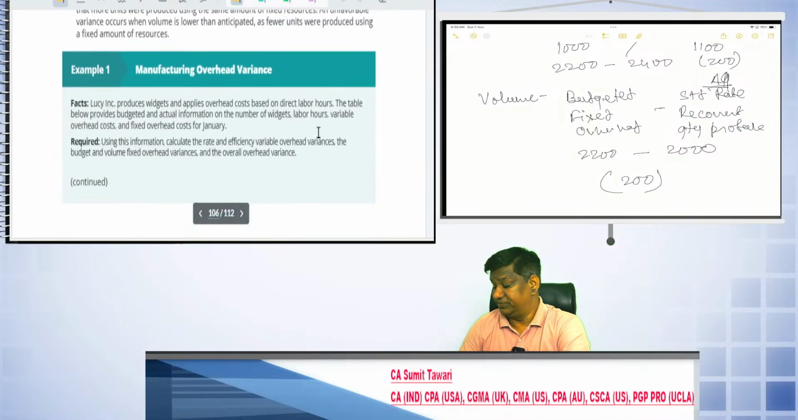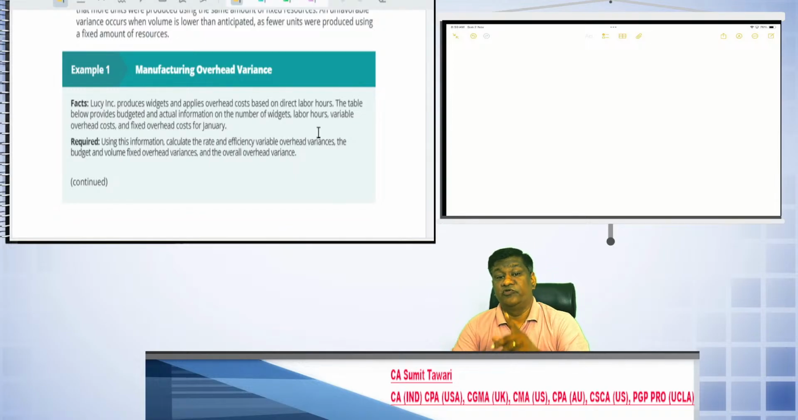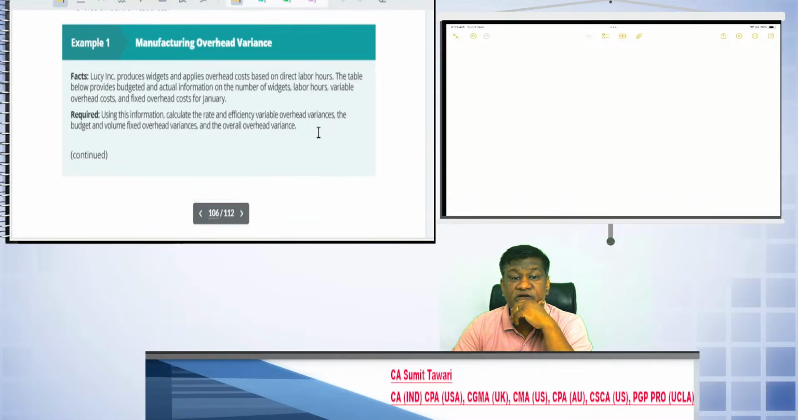Now we see this example. Linsing produces wide gates and applies overhead cost based on the direct labor hour. So it is not on quantity, it is on direct labor hour. The table below provides the budgeted figures. Using this, calculate the efficiency variable overhead and the budget and volume of fixed overhead.